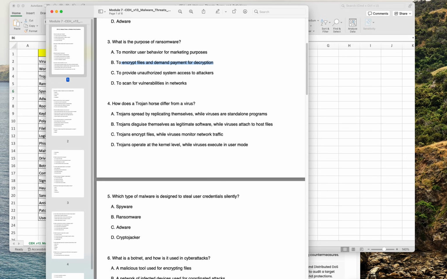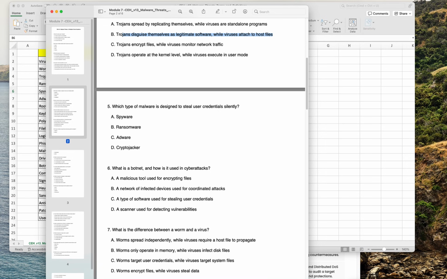How does a Trojan horse differ from a virus? I told you that you're going to be getting a lot of these questions. Trojans disguise themselves as legitimate software while viruses attach to files. So you do need to know this, because you're going to get questions on that over and over. Which type of malware is designed to steal users' credentials silently? And that is spyware.